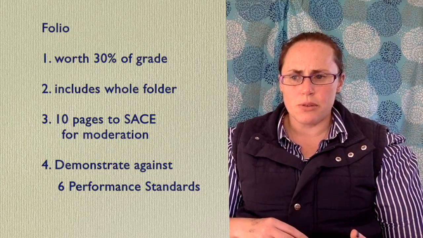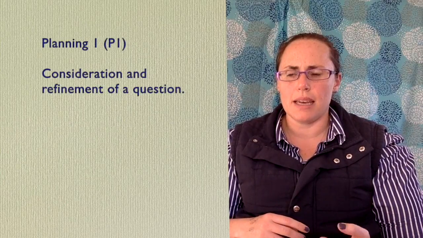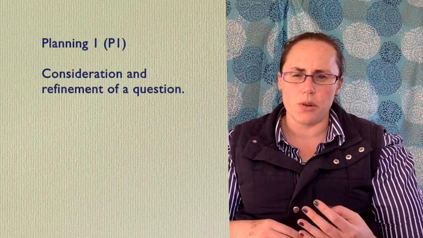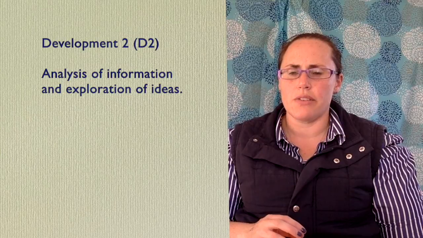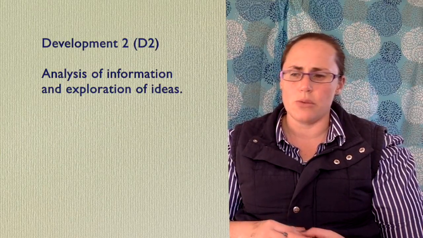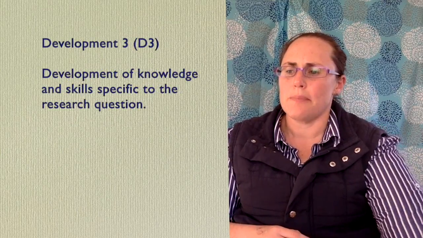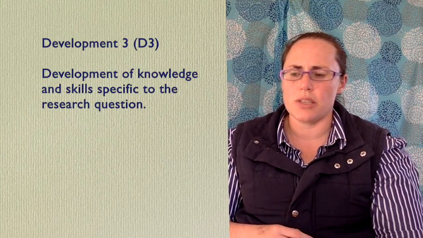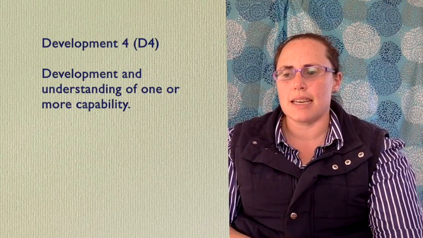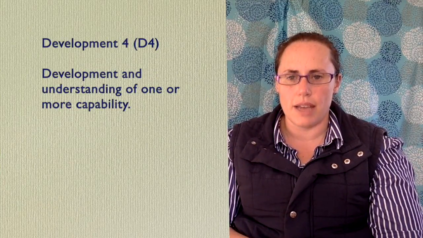The 6 performance standards that are marked against in your folio are Planning 1, which is the consideration and refinement of a question. Planning 2, which is the planning of research processes that are specific to your question. Development 1, which is the development of the research. Development 2, which is analysis of information and exploration of ideas in order to develop the research. Development 3, which is the development of knowledge and skills specific to the question. And Development 4, which is understanding and development of a capability.